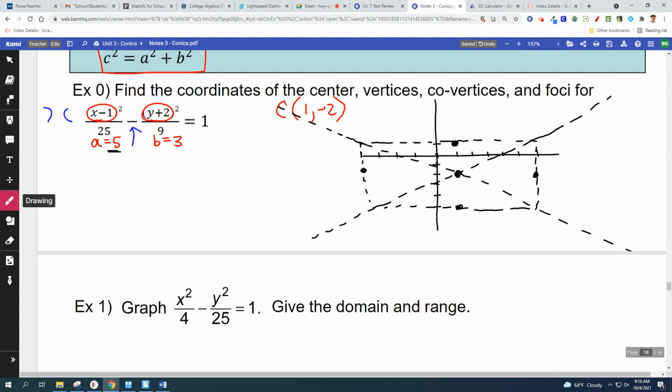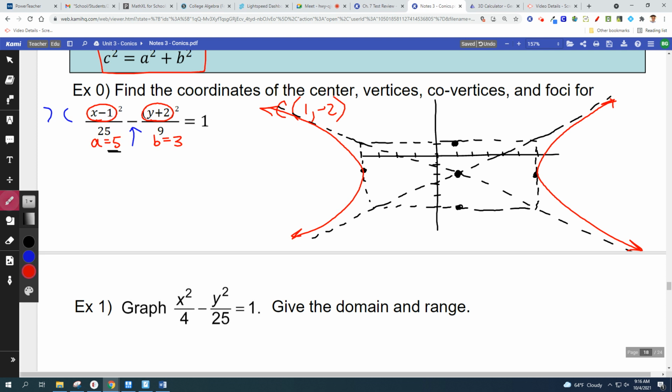But I know this graph is going to look something like this. Something like this. I don't want to cross those lines. Those lines are the boundaries. Those are the asymptotes. But anyway, what am I supposed to do? Find the vertices.